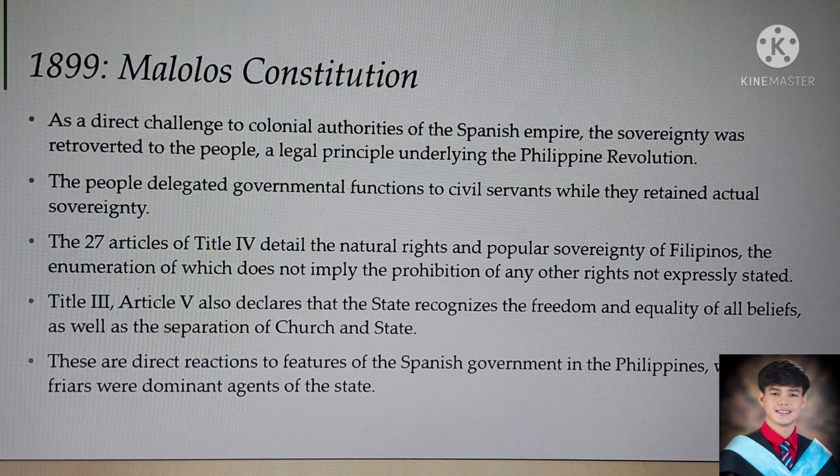Yung paniniwala mo, syempre kailangan may karapatan ka o malaya kang pumili ng paniniwalaan mong relihiyon or paniniwala mo sa buhay. And then hindi pwedeng makialam ang mga simbahan sa mga affairs ng estado. Ganoon din ang estado, hindi siya pwedeng makialam sa affairs ng simbahan.